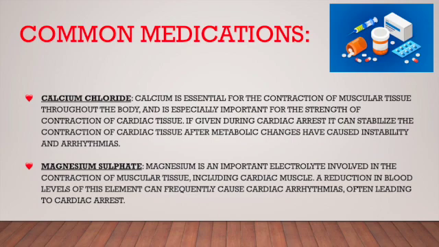Calcium chloride is essential for the contraction of muscular tissue throughout the body, and if given during cardiac arrest, it can stabilize the contraction of the cardiac tissue after metabolic changes have caused instability and arrhythmias. Magnesium sulfate is an important electrolyte involved in the contraction of the muscle tissue, and a reduction in blood levels of this element can frequently cause cardiac arrhythmias, often leading to cardiac arrest.